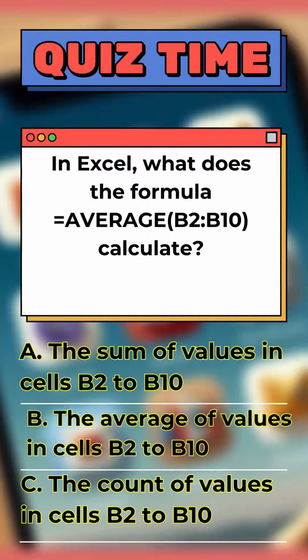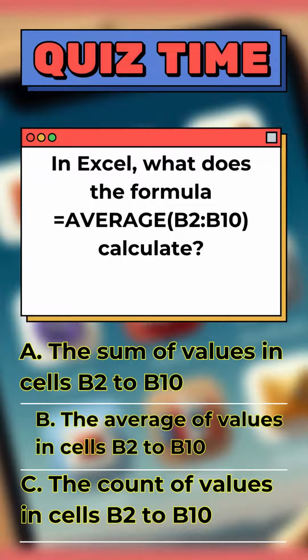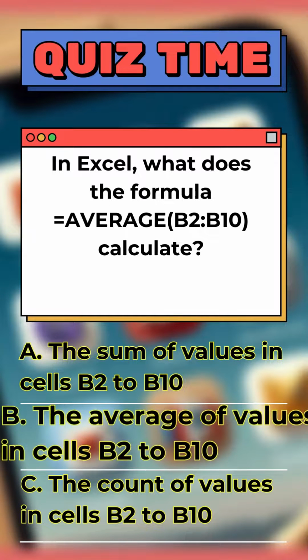The correct answer is B. The average of values in cells B2 to B10. This formula calculates the average of the specified range of cells.